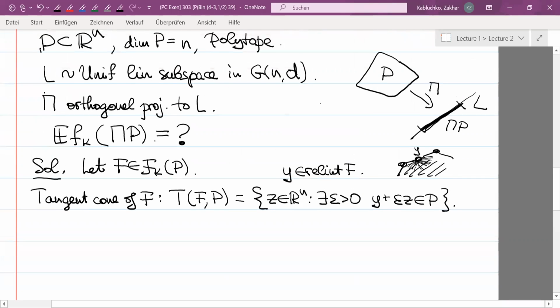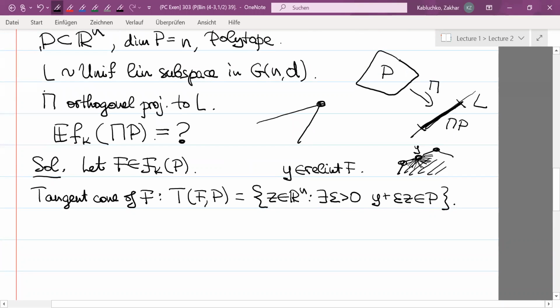So for example, let us draw a picture. Again, I can only draw two-dimensional ones. If this is our P, so somewhere here is our polytope, and this is our F, a zero-dimensional face, then the cone is the set of all these directions. So the cone is, of course, at the origin, so it contains the origin, and this is our tangent cone.